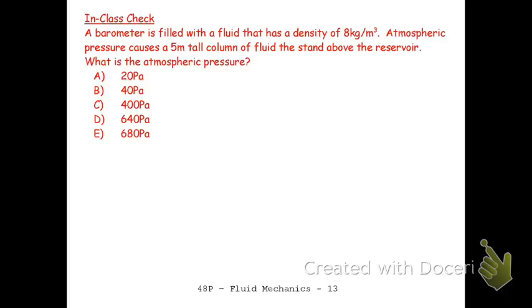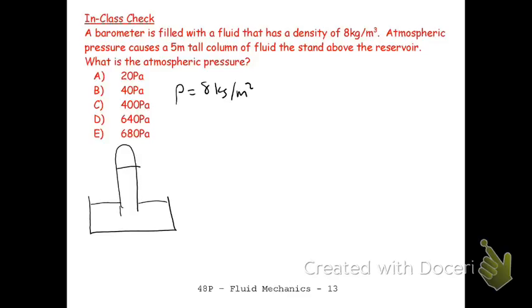A barometer is filled with fluid. Okay, so let's draw the barometer. It tends to be drawn symmetrically, it doesn't have to be. Filled with fluid, and the density is equal to 8 kilograms per cubic meter. And pressure causes a height H. H is equal to a 5 meter tall column of fluid above the reservoir. And this is vacuum. That's what makes it a barometer.